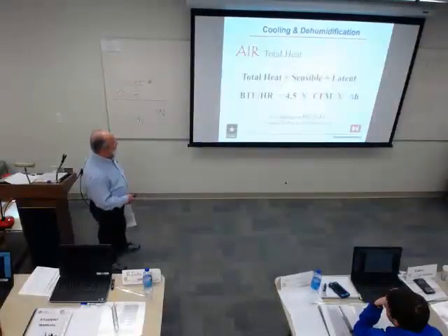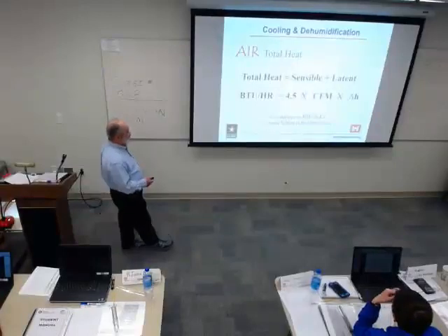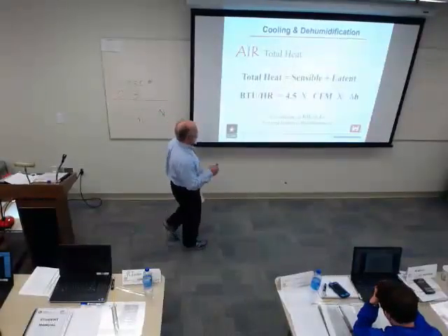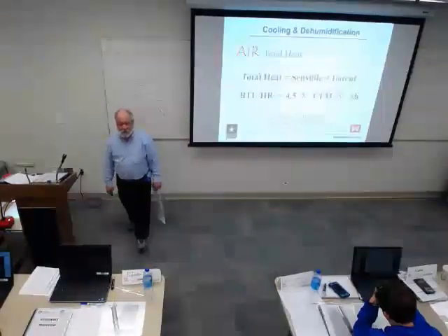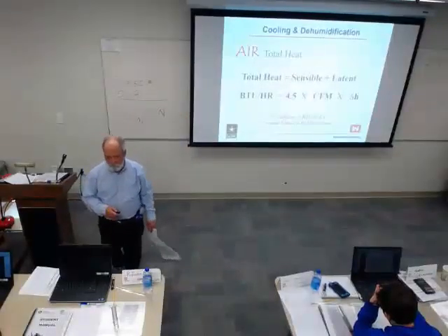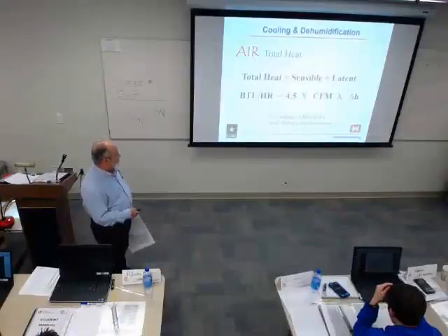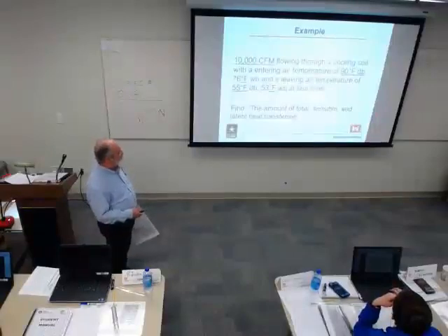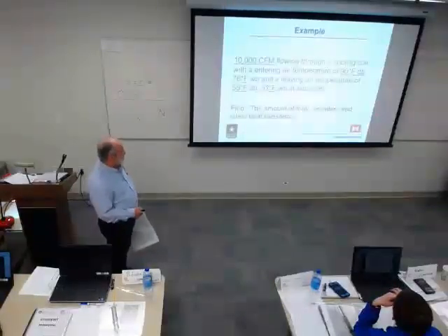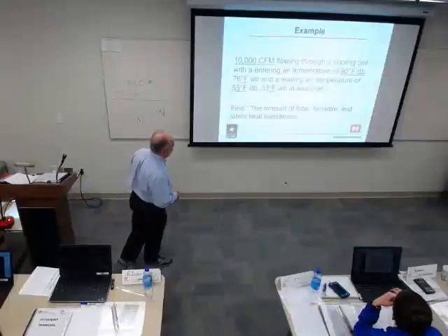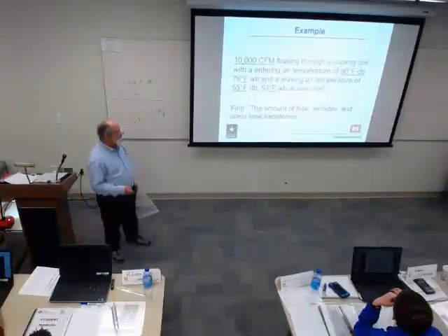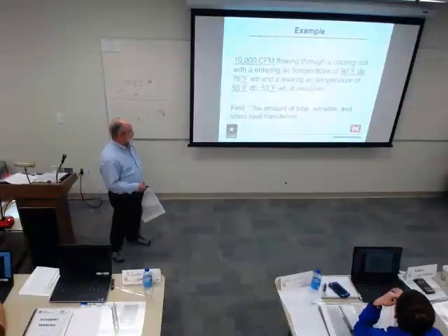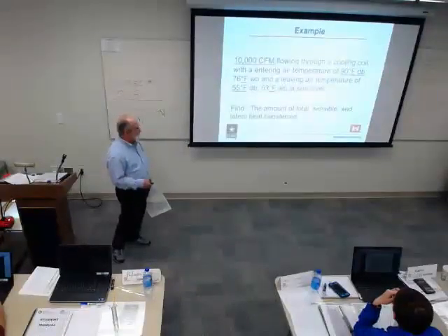But okay, total heat is equal to sensible heat plus latent heat. We talked about that before. BTUs per hour is 4.5 times CFM times change in enthalpy. That was that thing we measured last. And so here's an example. We've got 10,000 CFM going through a cooling coil, entering air temperature 90, 76 wet bulb, leaving temperature of 55, 53 wet bulb. We're at sea level. Find the amount of total, sensible and latent heat transfer.